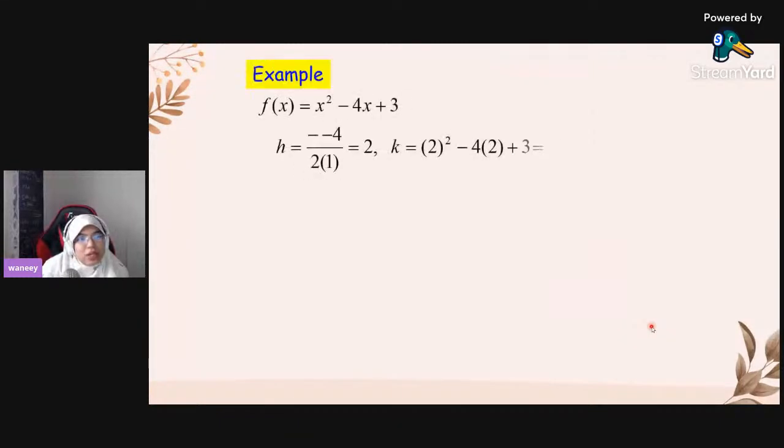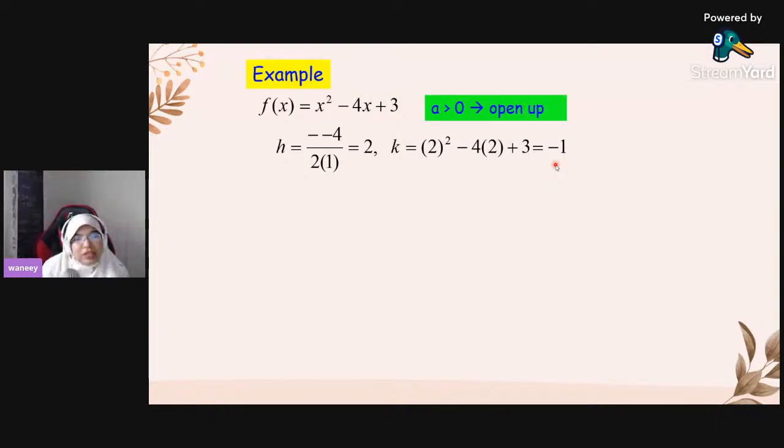Okay, we have f(x) equal to x squared minus 4x plus 3. So you're going to calculate negative b over 2a. So h equals negative times negative 4 over 2a. So you are going to get h is equal to 2. So go back to f(x), substitute x with 2. So you are going to get negative 1. So we have the minimum at (2, -1).